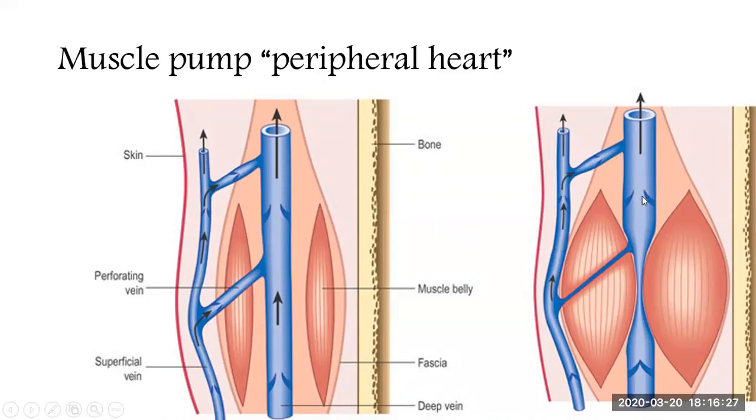The presence of the valves inside the deep veins prevents the regurgitation of the blood from above downwards, maintaining the unidirectional flow from below upwards.